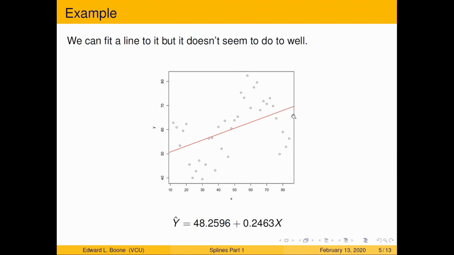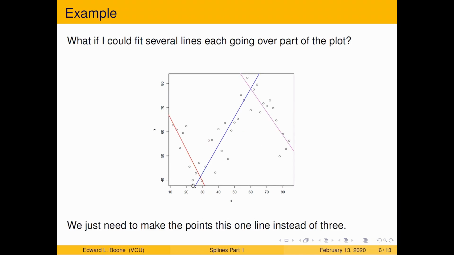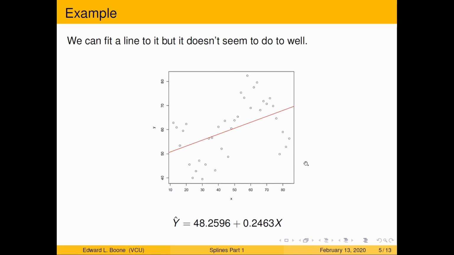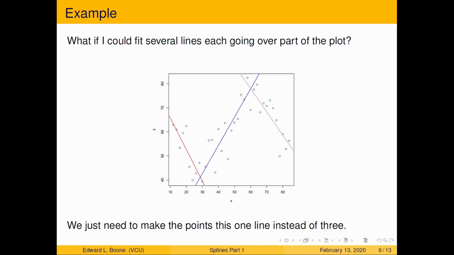So what if we could do that? What if we could do 3 lines at once? That would make a much better fit. Comes down, goes up, comes down. Looks much better than that line. Okay, so this is our goal. We want to fit 3 lines instead of just 1. And this is where this generalizable line comes in. This is a line, this is a line, this is a line.